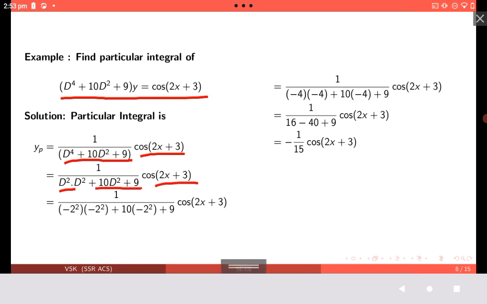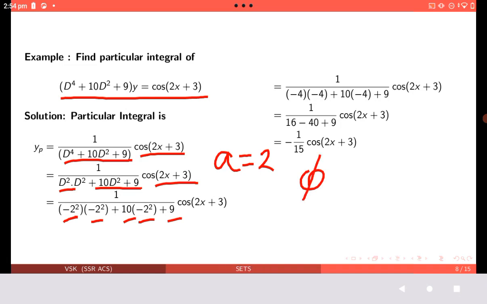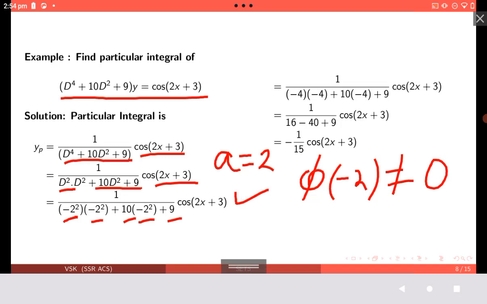Here the value of a, you can see, is 2. So D² is replaced by -2². Here also -2², then -2² plus 9. Simply we are going to put these values, because in this case phi(-2²) is not equal to 0. So we can put the values directly, and we get this result. We simplify this and get -1/15 cos(2x + 3). So this is the answer in this case.